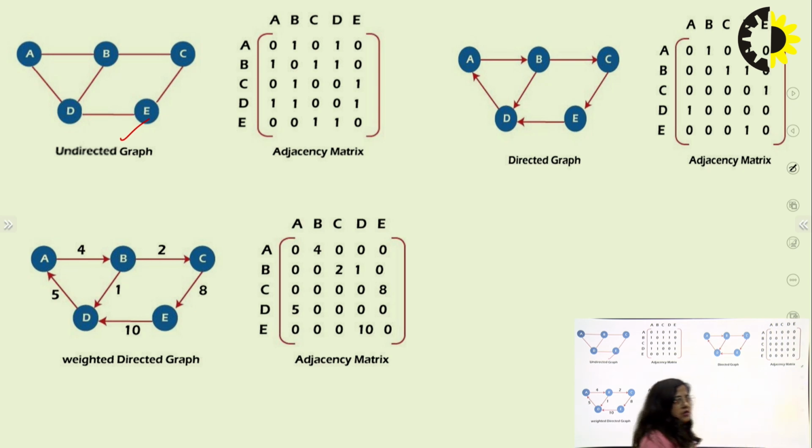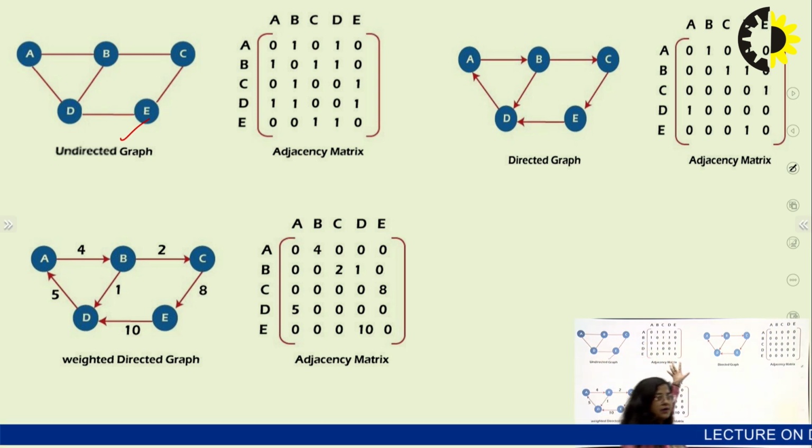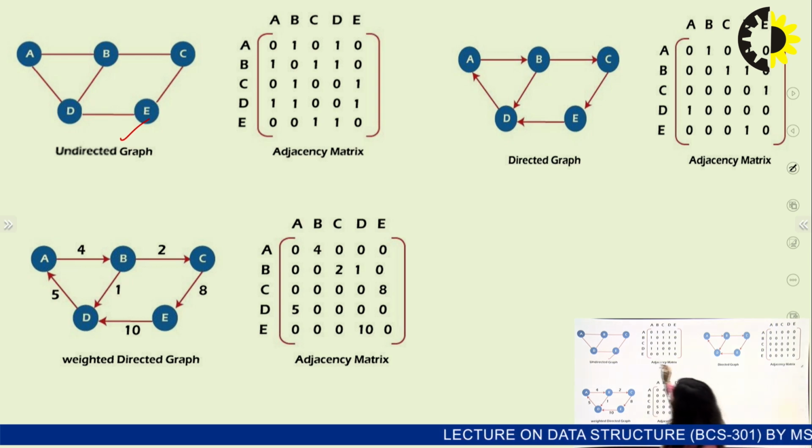So this is simple. According to this undirected graph, A to B you can move directly, so A to B is indicated by 1. But A to C you cannot move directly; if you want to move from A to C, you use the in-between node B. So you cannot directly move, and the A to C value is 0. In this way you can fill this matrix.